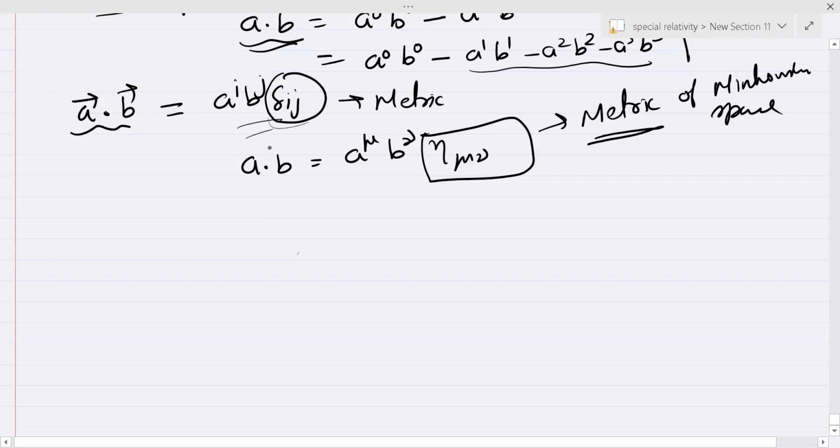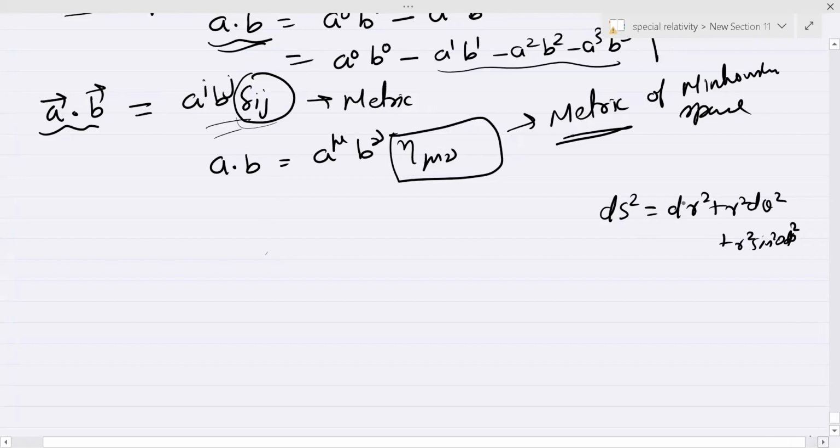If it's on the surface of a sphere, the length between 2 points we write as dr square plus r square d theta square plus r square sine square theta d phi square. Am I right? And the metric here, I'll write it as G_ij for example, is 1, 0, 0, 0, r square, 0, 0, 0, r square sine square theta.